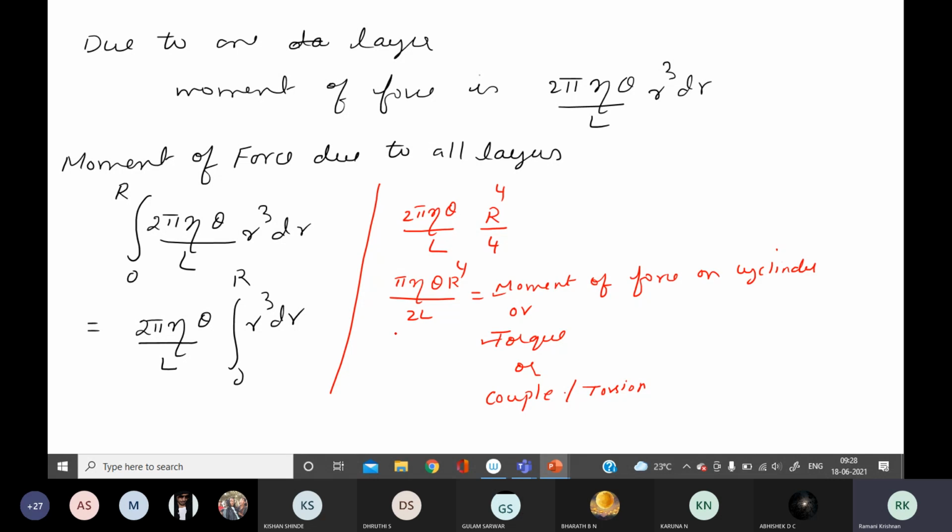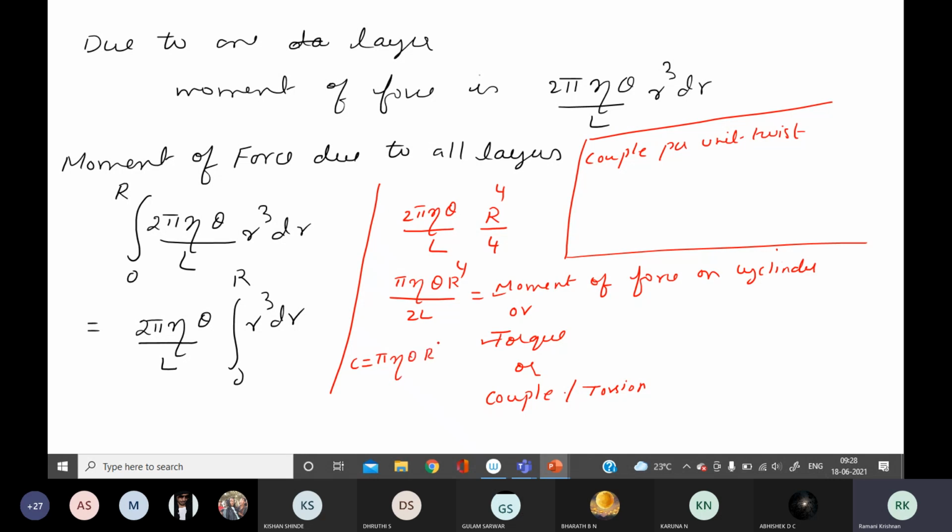I'll go in the reverse way later to show how to derive this, because it needs a little understanding. This is the expression for the torsion of a cylinder. Normally they ask for the couple per unit twist. Whatever I got is the couple: C is equal to pi eta theta R power 4 by 2L. So couple per unit twist means C by theta. What is C by theta?